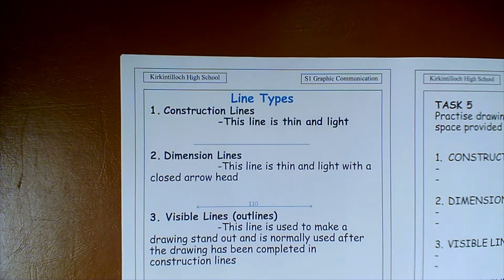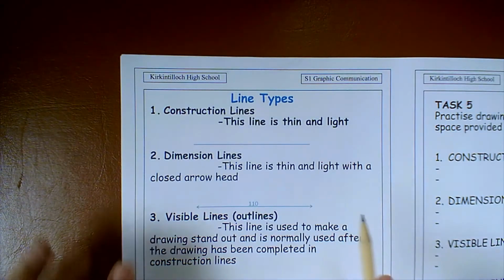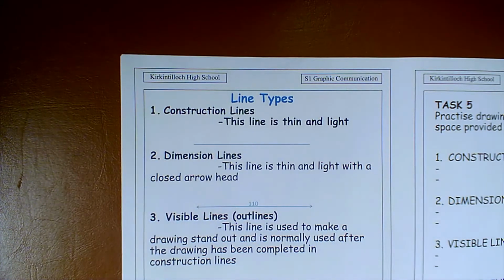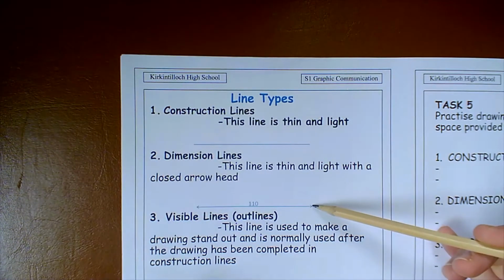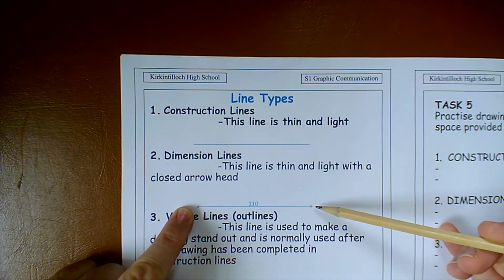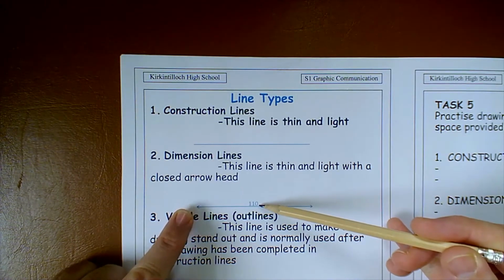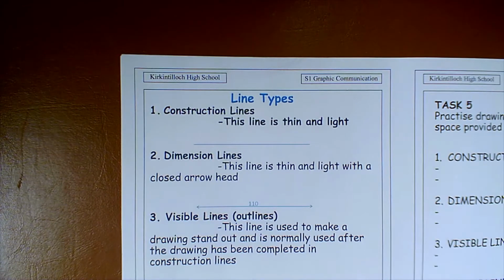The second sort of line is dimension lines. We use these lines to highlight the length of an object we've drawn, and we have an arrow at both ends. You'll also note that the number is written in the middle and there's no units, and that's because the units we use in graphics are always millimetres. Always millimetres.